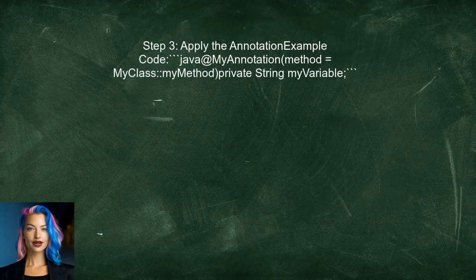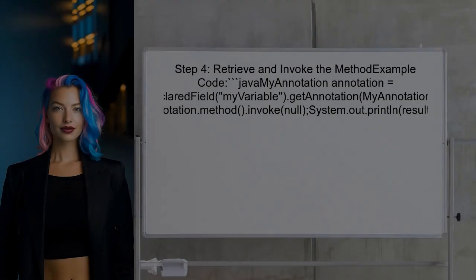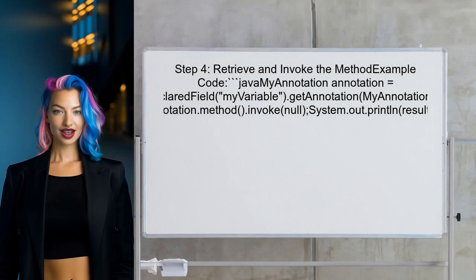Now the user can apply the annotation to a variable or method. They should specify the method reference using the double-colon syntax. Finally, the user can retrieve the annotation and its method reference at runtime using reflection. This allows them to invoke the method dynamically.